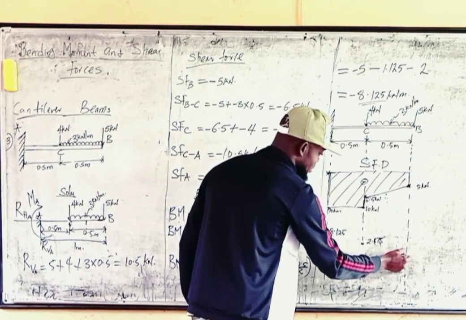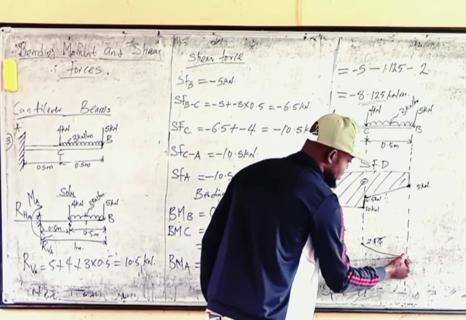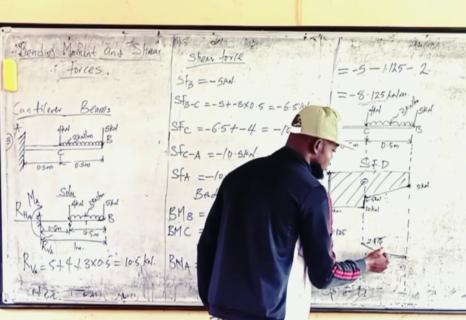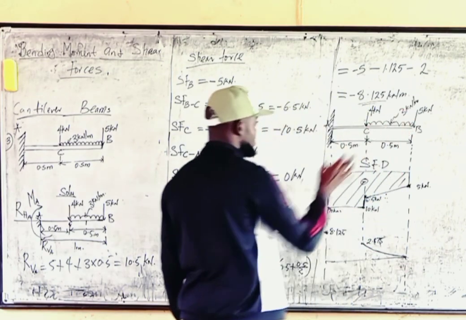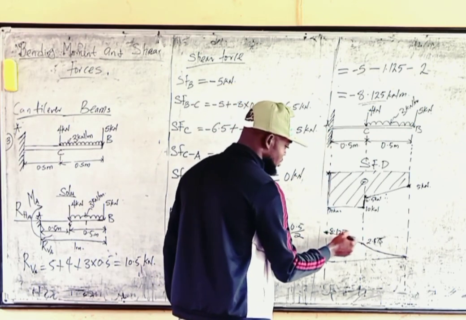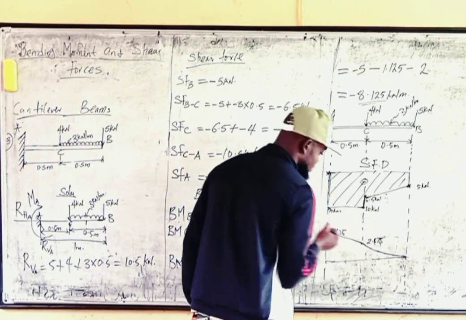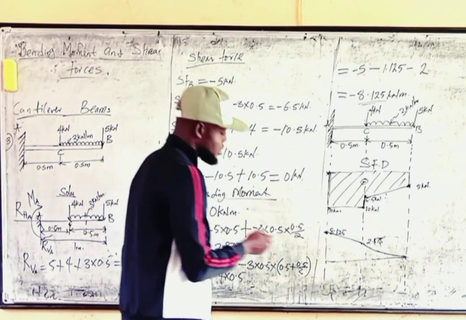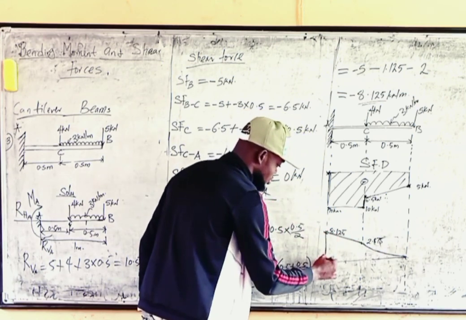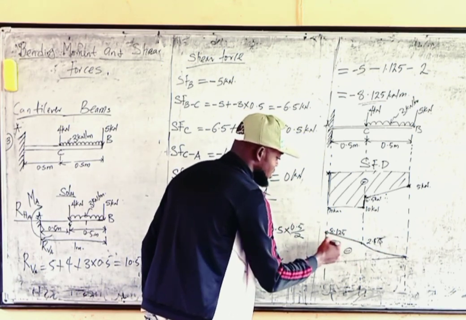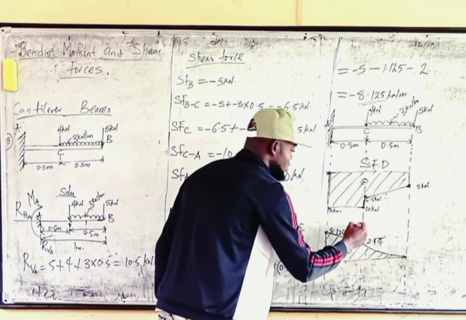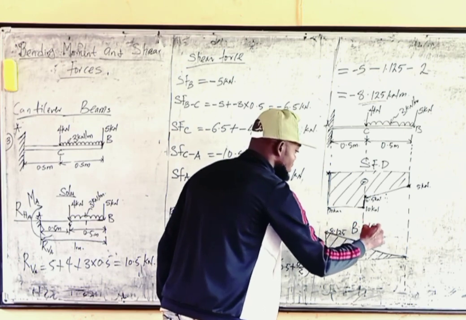Between these two points, because of the distributed load, you draw a curved line, a parabolic line. Not a straight line, it should be a parabolic line. From here there's no distributed load, so you can just join with a straight line. For a point load, you join with a straight line, but it will be a diagonal for moment. And join this together. So this will give us negative moment. This should be our bending moment diagram.